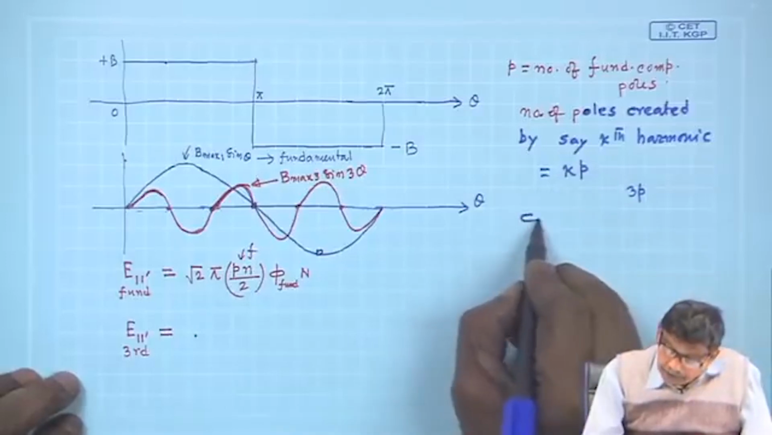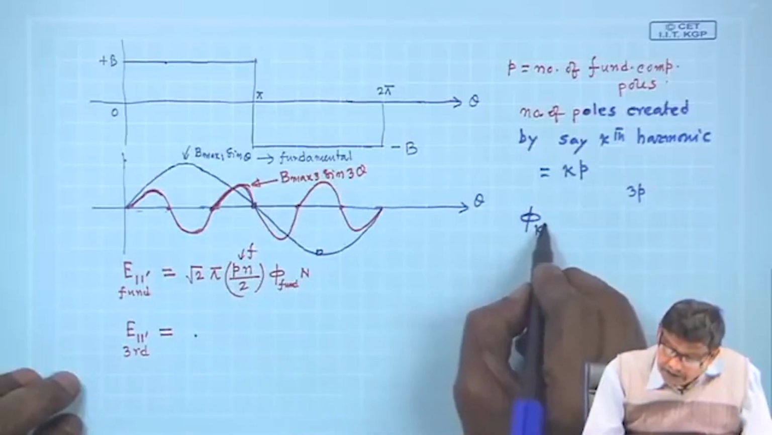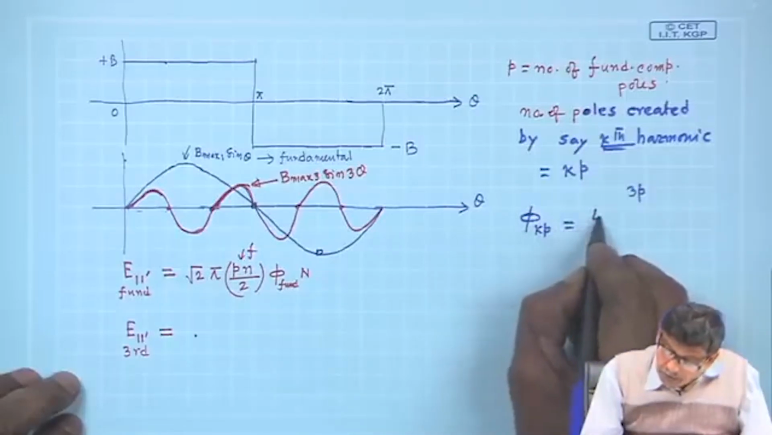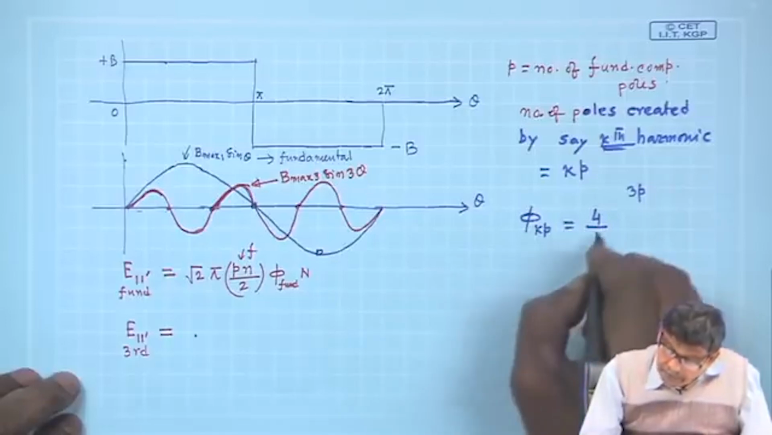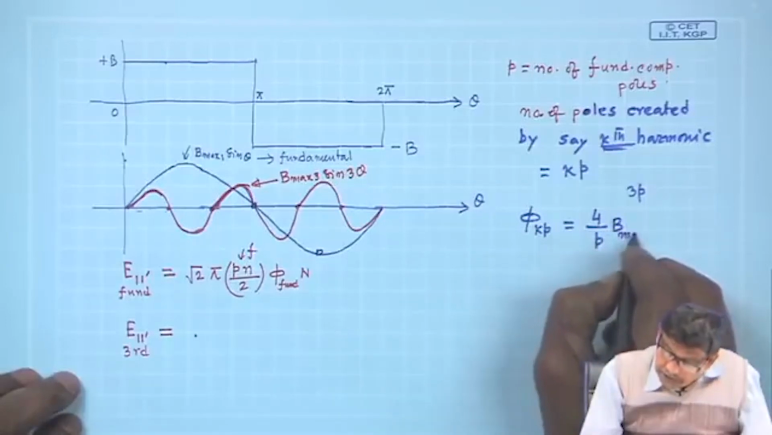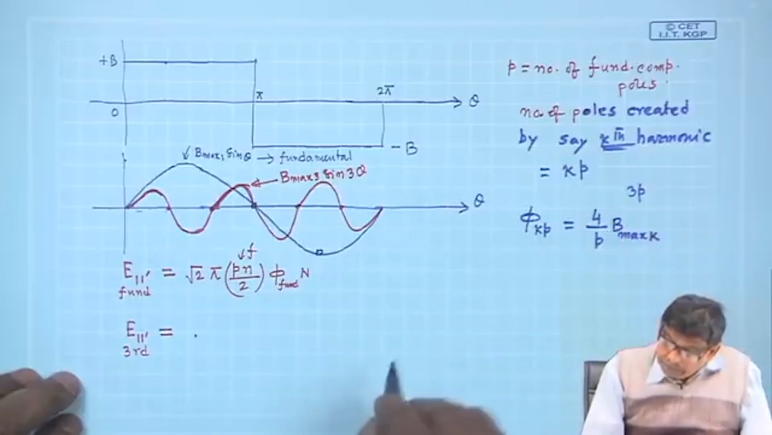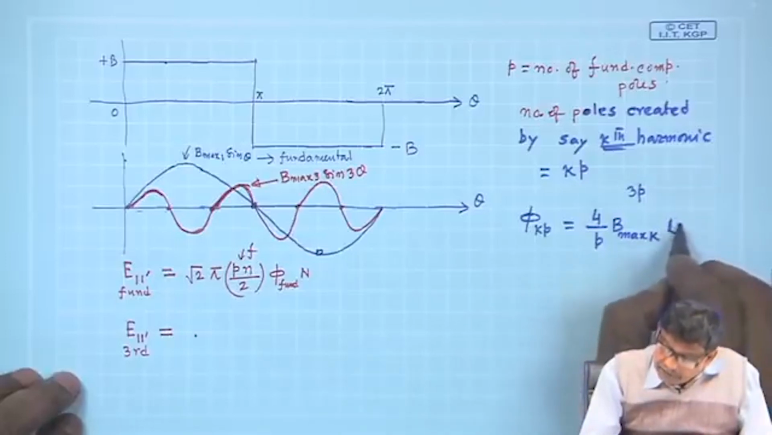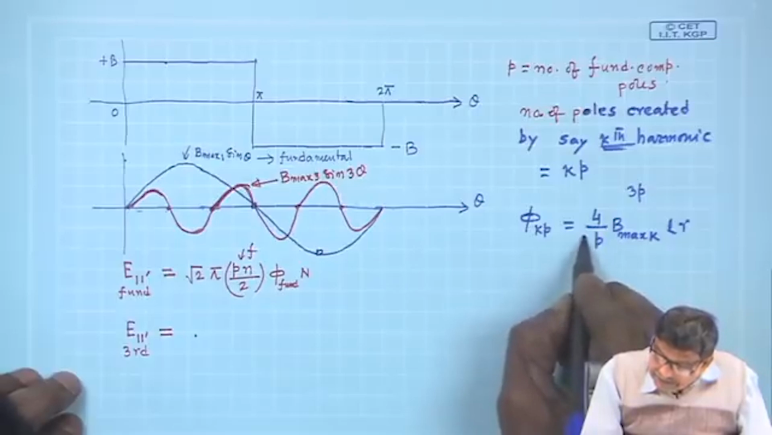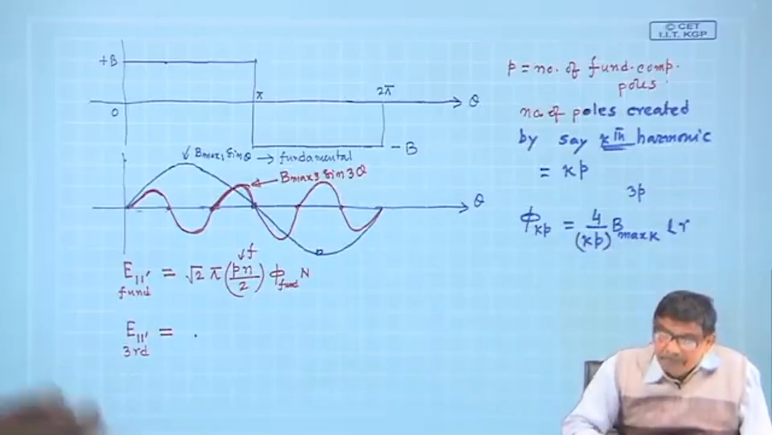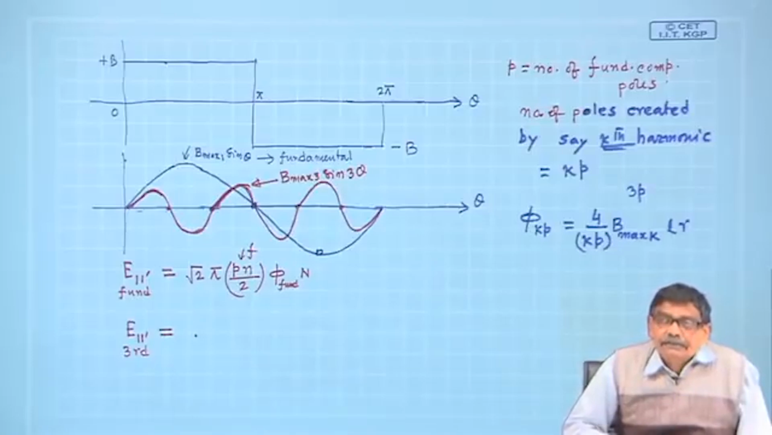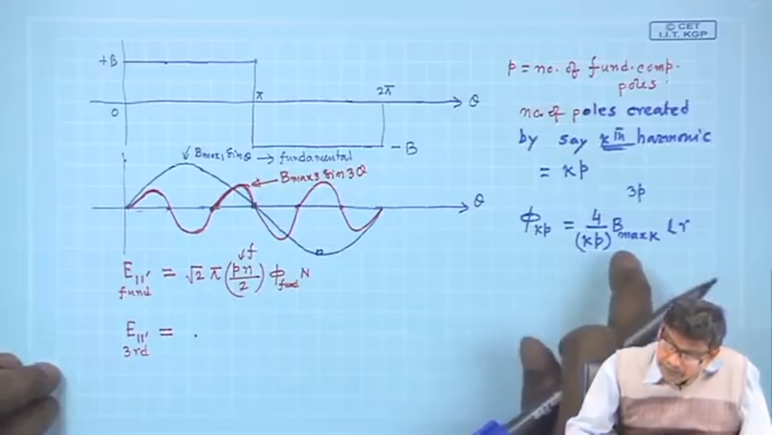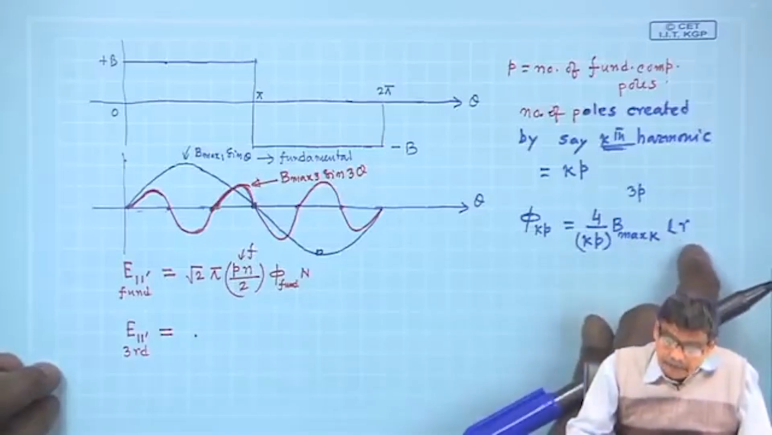So to calculate the flux per pole for Kp, any order harmonic, it will be 4 by P into B max of that component into Lr, but P in this case is Kp. The number of poles has increased. Therefore, 4 by Kp into B max K into Lr.